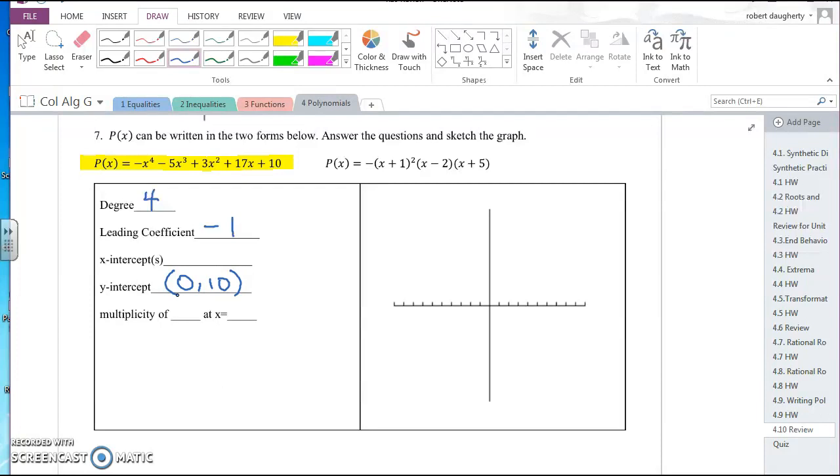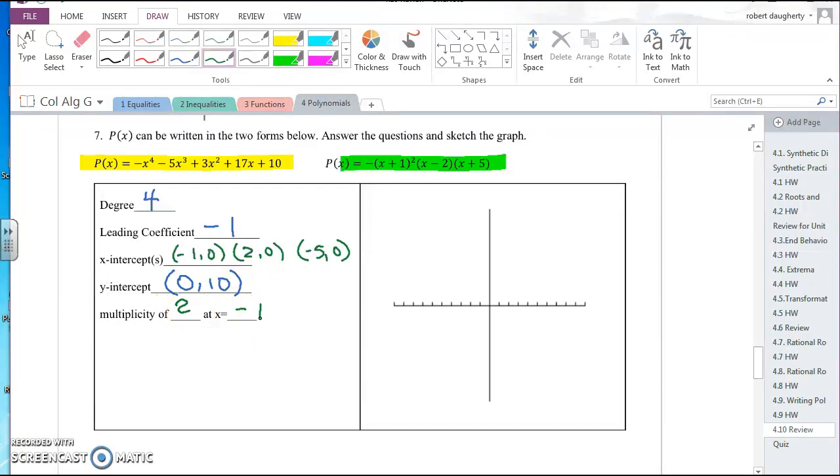The x-intercepts, I needed in factored form for that. So the x-intercepts are -1, 0, 2, 0, and -5, 0. Okay, those are my x-intercepts. There is a multiplicity of 2 at x equal -1.